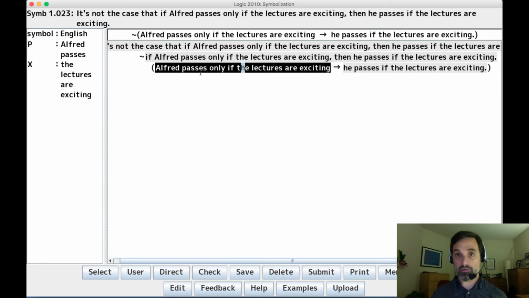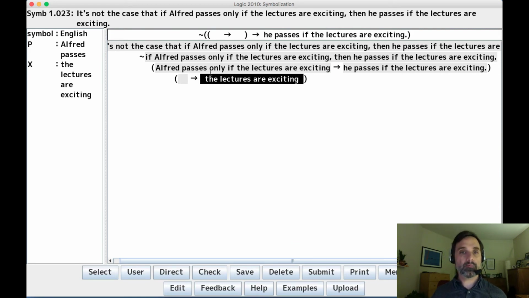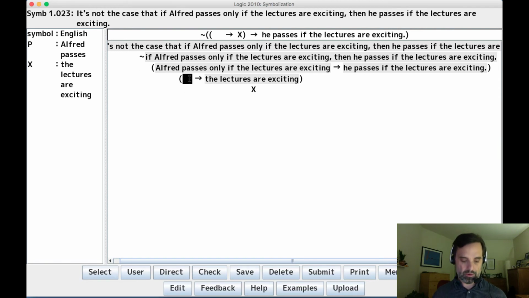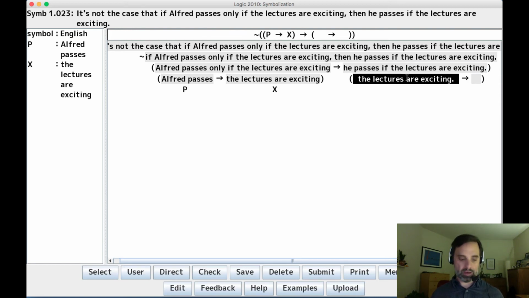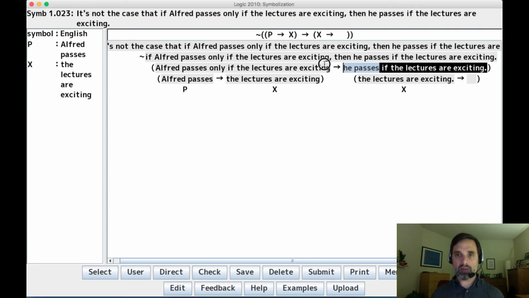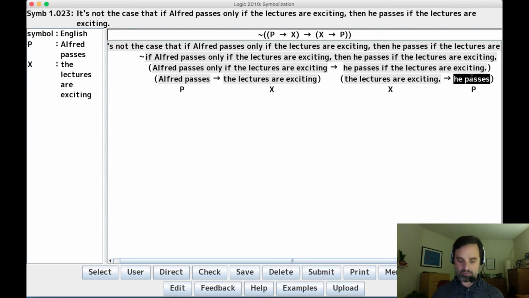We have Alfred passes only if the lectures are exciting. That's a conditional. The only if is turning into a conditional. The only if flags the consequent. And so we'll put the consequent there. And that's an atomic X. Alfred passes goes wherever it can, which is the antecedent, and that becomes a P. Now we have he passes if the lectures are exciting. So here we have if, that's another conditional. If flags the antecedent, so here we have the lectures are exciting, atomic. And we have he passes, goes in the remaining consequent position, and that turns into P. So let's see, did we do this right? Yes, we did. So, looks good.